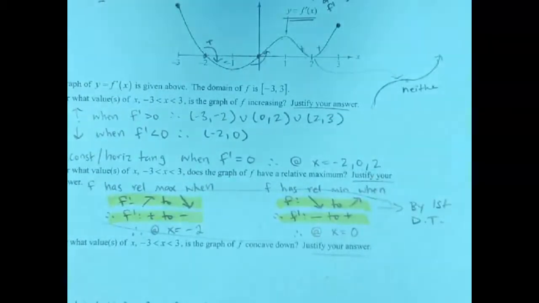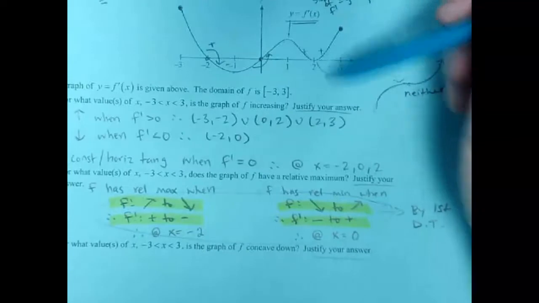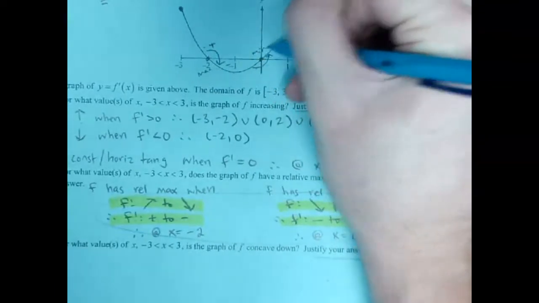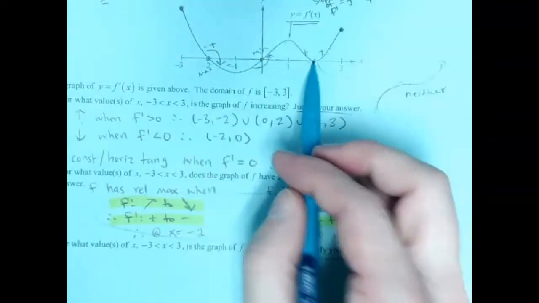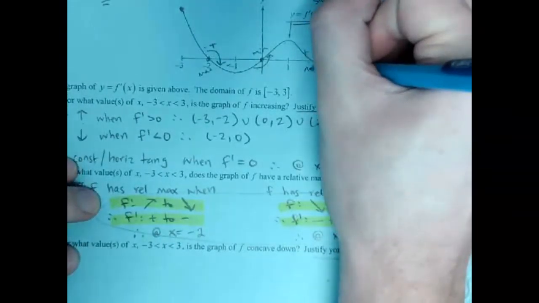So x equals 2, while it was a critical point, is neither a max nor a min, because it's an x-intercept where it doesn't cross. If it crosses from above to below, that point's a max. If it crosses from below to above, that point's a min. But if it's an x-intercept where it doesn't cross, then that would be neither a max nor a min.